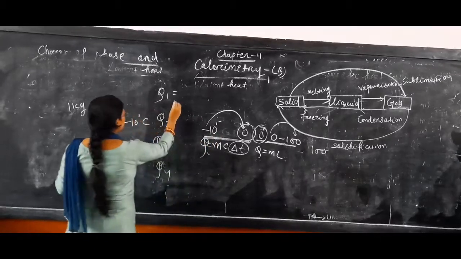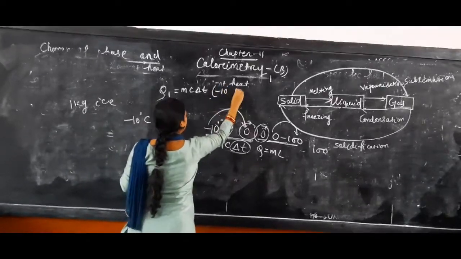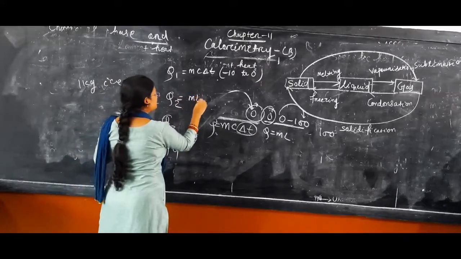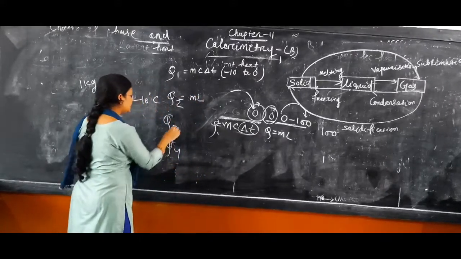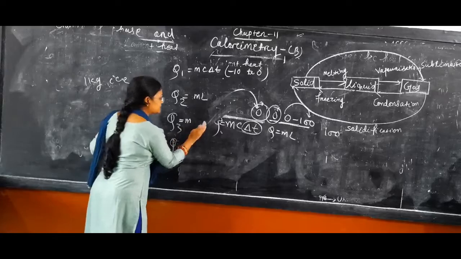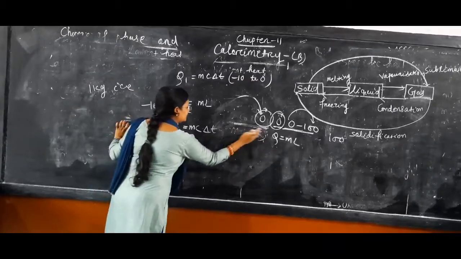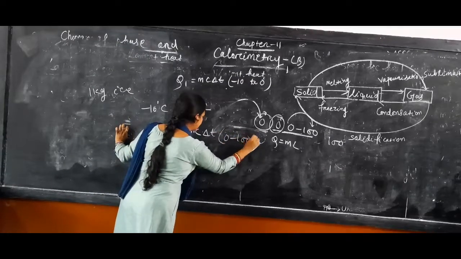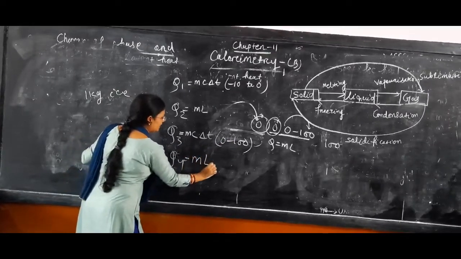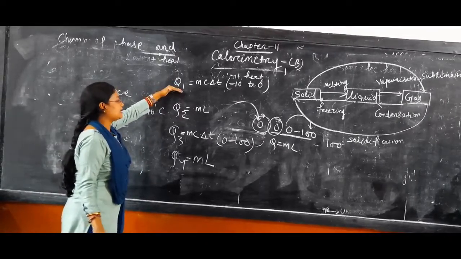So first you will use Q1 is equal to mc delta T, this is for minus 10 to 0. After that, Q2 at 0 degrees Celsius, all the ice will melt, that's why you have to use this formula. After melting all the ice, its temperature will increase. So if the temperature is changing, increasing or decreasing, you have to use the formula mc delta T. That is Q3, temperature 0 to 100, and Q4, at 100 degrees Celsius all the water will vaporize, so m into L.